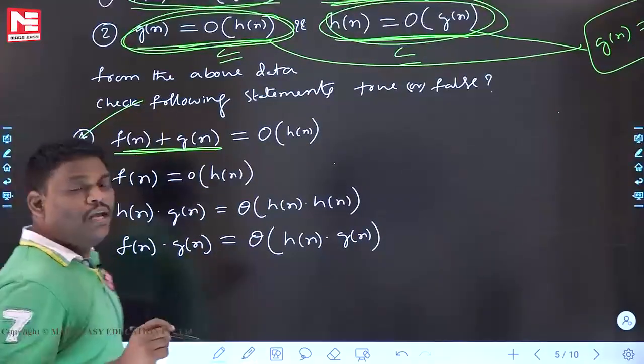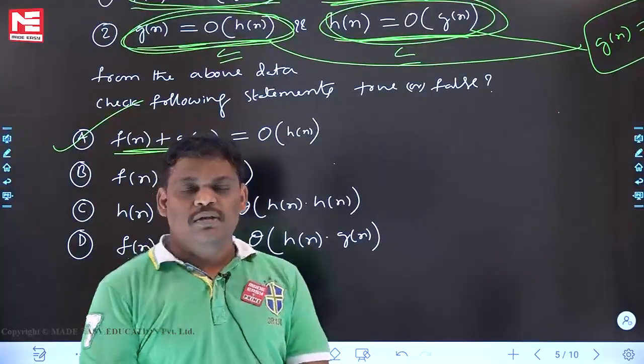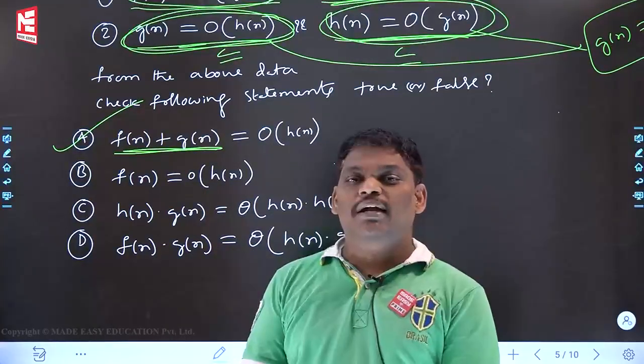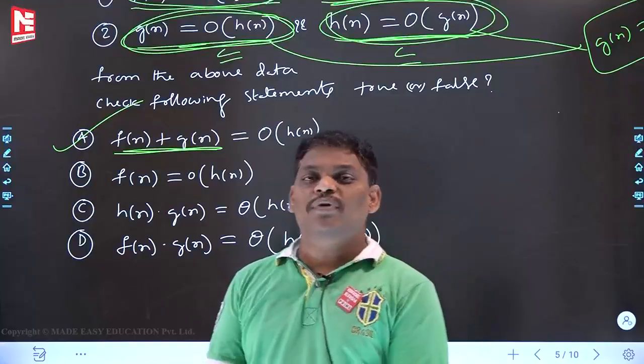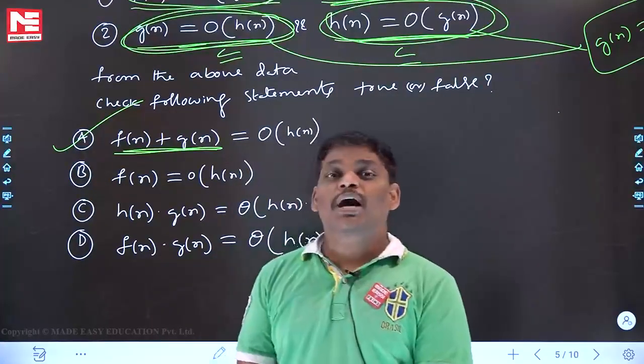Can you help in option A? Is big O true or not? What is the left side? Gn is bigger, and the right side is Hn. Gn is big O of h of n. True or not? Yes.